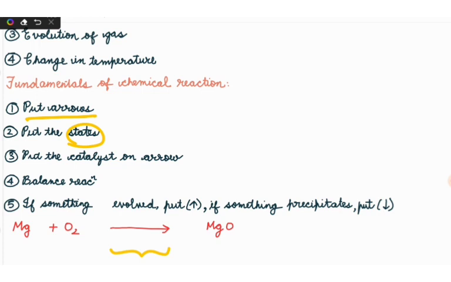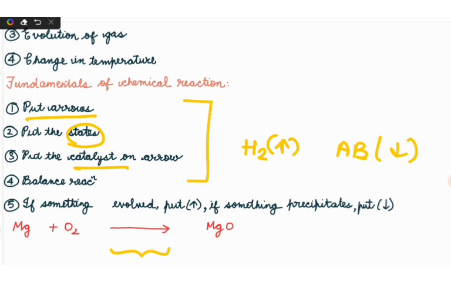Then we should always put the catalyst on the arrow, meaning on this arrow which we have, we should write here the catalyst. We should balance the reaction, and if something is evolved we should put an upper arrow, meaning if hydrogen was evolved we put this type of arrow. And if suppose any product is formed, AB, which is precipitating, meaning it is coming down, so we should put this type of arrow. These things are also to be kept in mind. Now there is one very simple reaction which we studied first, that is the burning of magnesium ribbon. So now let us try to fill these things in with all these fundamentals.